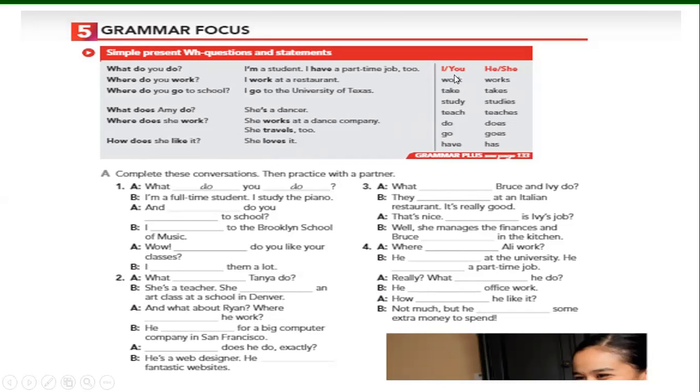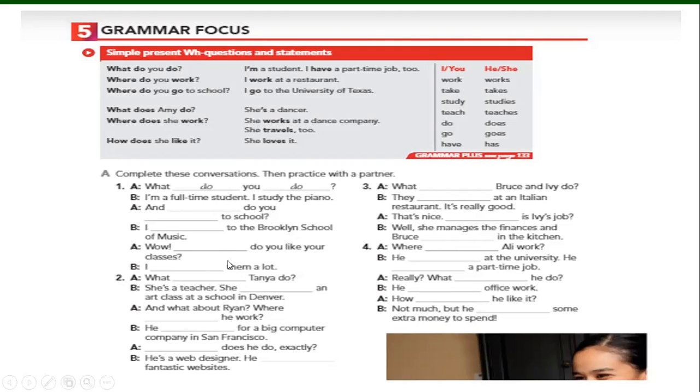Okay, again, I, you, work, take, study, teach, do, go, have, some examples of verbs, but he, she works, takes, studies, teaches, does, goes, has. But remember that this is only for the affirmative sentences, because for the questions and for the negative sentences, you have to add the auxiliary do for all the pronouns and does for he, she, it.